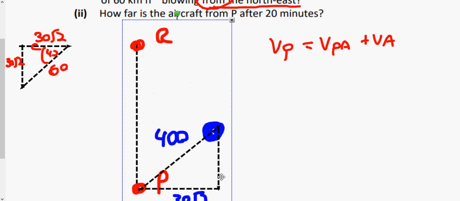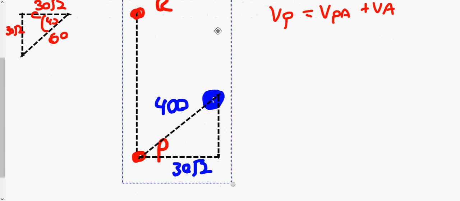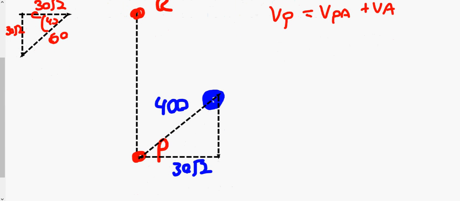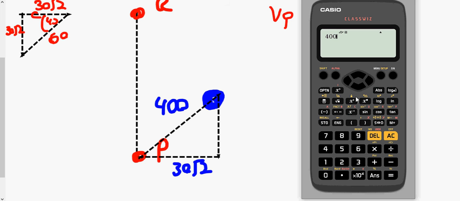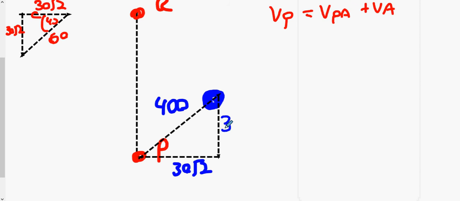I always do large triangles to make things easier, alright? So we're going to do Pythagoras' theorem to find out what the other side is. So 400 squared minus 30 root 2 squared. This root answer. Alright, it doesn't give me it in square root form, but I'll just put it to 4 decimal places. 397.4636. You alright with that? Now that's how fast we're going upwards.